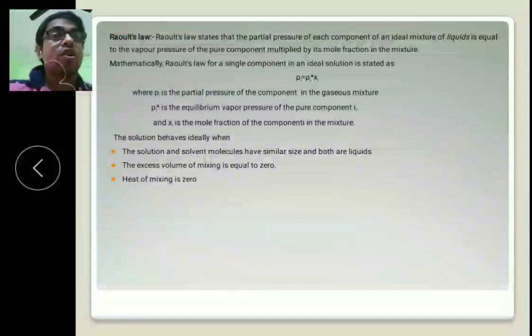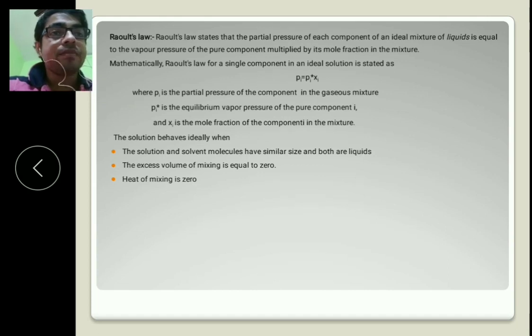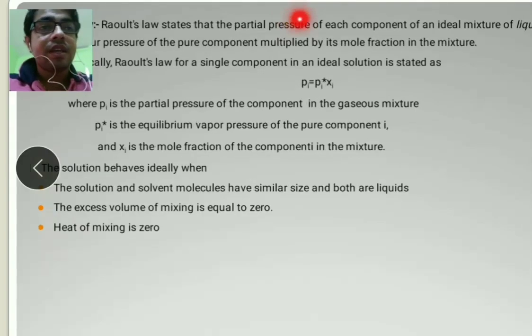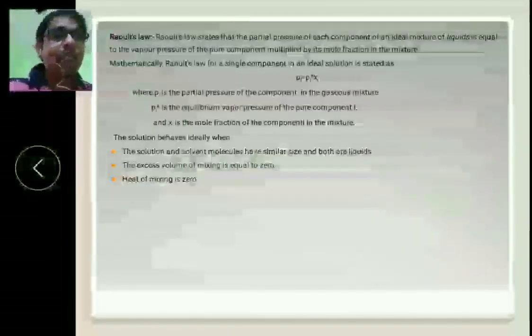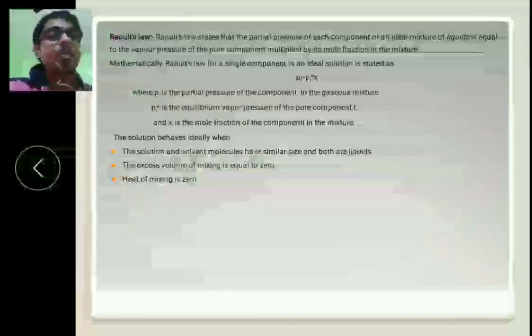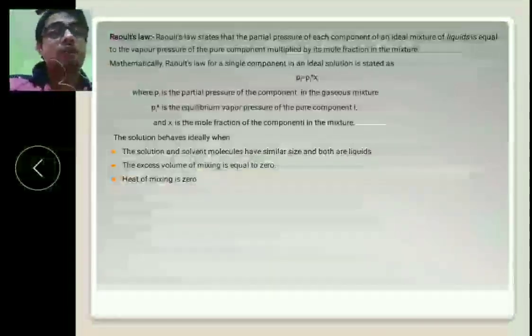Next is Raoult's law. Raoult's law states that the partial pressure of each component of an ideal mixture of liquid is equal to the vapor pressure of the pure component multiplied by its mole fraction in the mixture. Mathematically, Raoult's law for a single component in an ideal solution is stated as Pi equals Pi star into Xi, right? Pi is the partial pressure of the component in the gaseous mixture, Pi star is the equilibrium vapor pressure, and Xi is the mole fraction of the component in the mixture.